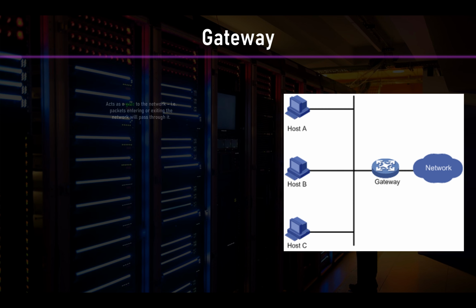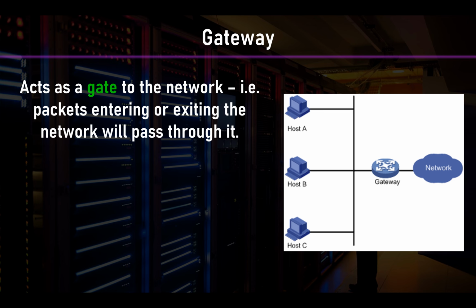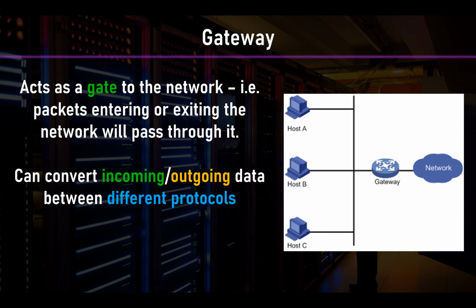All right, and then let's look at a gateway. A gateway is going to act as the gate to a network, i.e., packets entering or exiting the network will pass through it. We can also say it can convert incoming or outgoing data between different protocols.